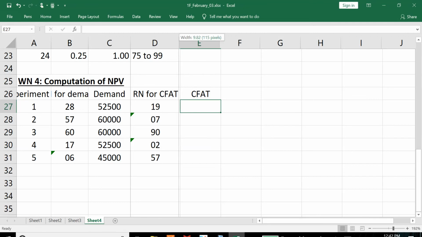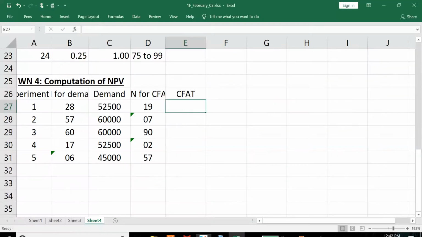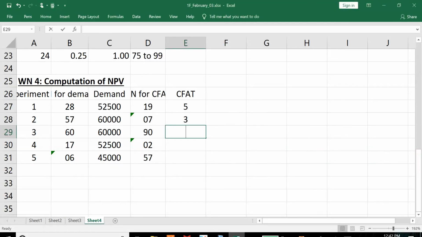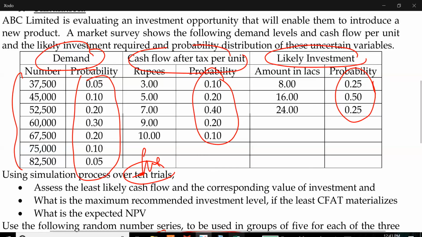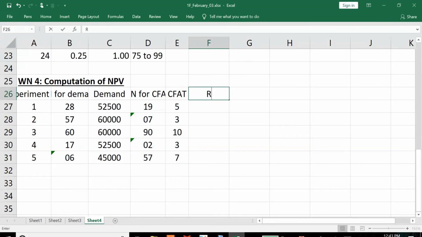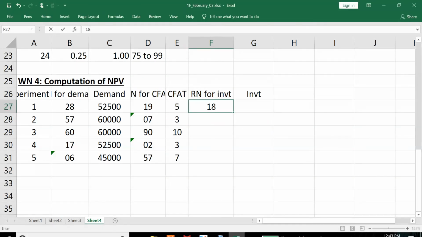Random number for CF80, and this will correspond to some number. 19 corresponds to 5, 07 corresponds to 3, 90 corresponds to 2, 02 corresponds to 3, 57 corresponds to 7. Then random numbers for investment: 18, 67, 16, 71, 43.